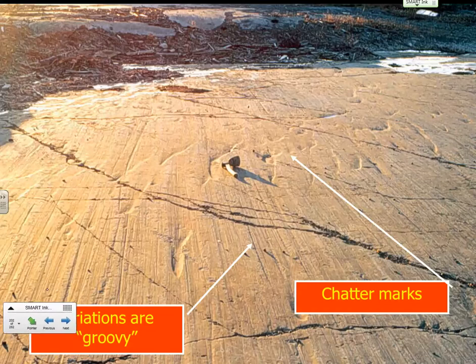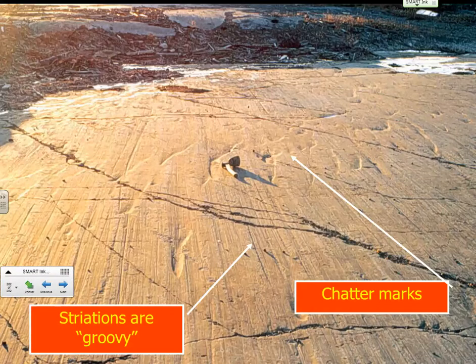Here's some striations. They're groovy. You can see them right there in the rock. And some chatter marks. When the glacial ice is sliding over this, you can see it might stop for a little while, build up pressure, and it leaves these little chatter marks all over the rock.